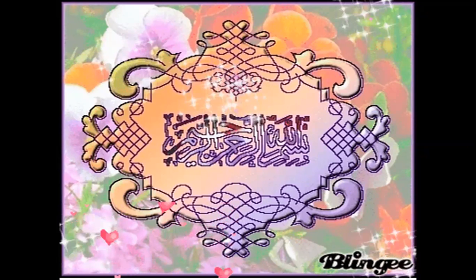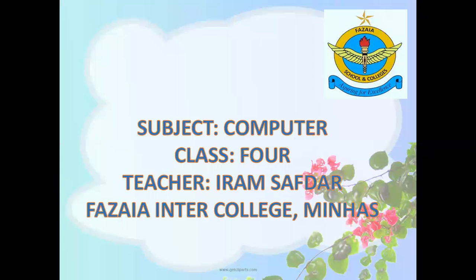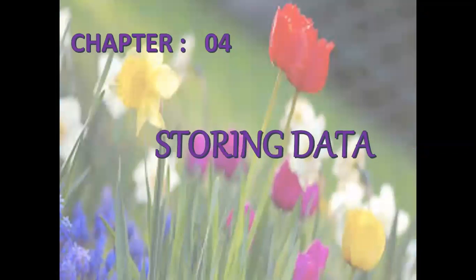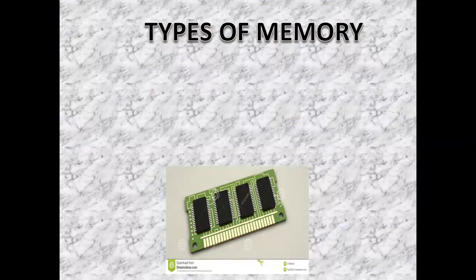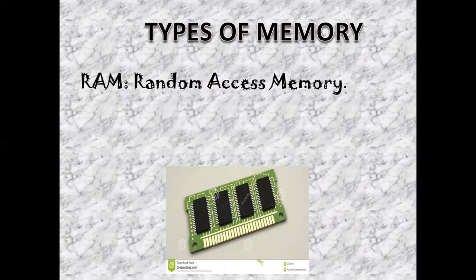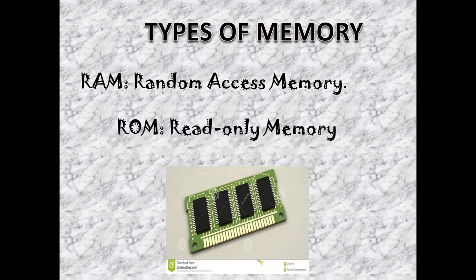Okay, so today we have to discuss a very important thing: storing data. First, we have to discuss the types of memory. There are two types of memory. The first one is RAM, random access memory. The second one is ROM, read-only memory.